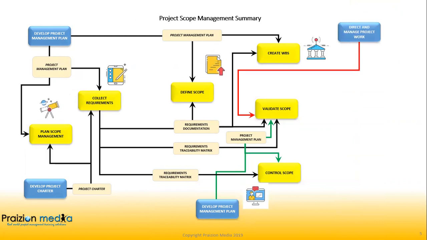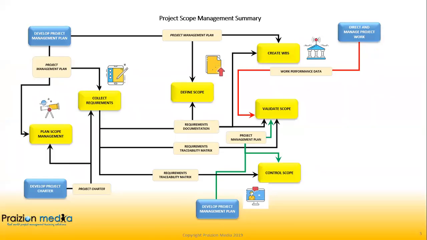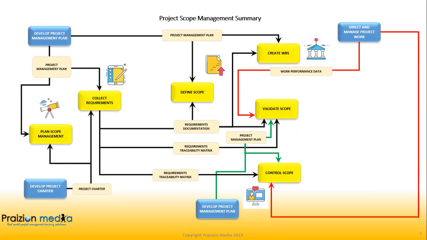Now let's talk about integration again, because there's a very important relationship between direct and manage project work and validate scope. Right up here, we can see how work performance data, as usual, makes its way from direct and manage project work into a process in the monitoring and controlling process group outside of integration. We see this happening throughout the PMBOK guide. So work performance data goes to validate scope. It also goes to control scope as an input.